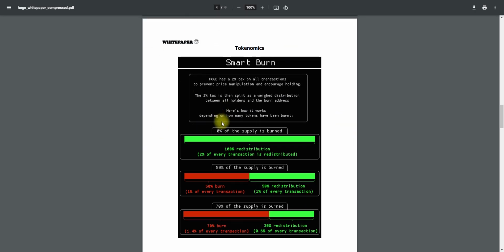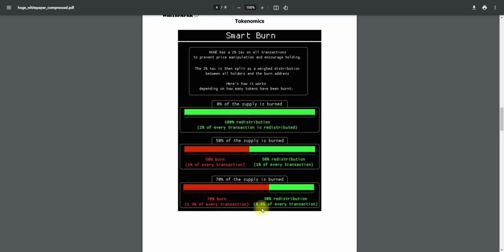This is a smart burn. When 50% of the supply is burned, there'll be a 1% redistribution of every transaction. When 70% of the supply is burned, there'll be a 0.6% redistribution of every transaction. So at 50% burned, 1% of every transaction is going to get redistributed, and then when 70% of the supply is burned, 0.6% of every transaction is going to get redistributed. So that's kind of how that works with the burn rate.